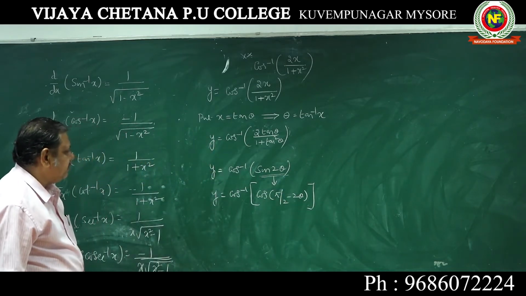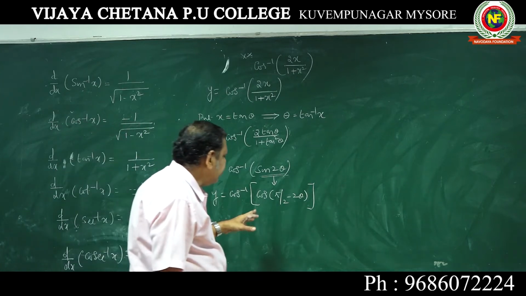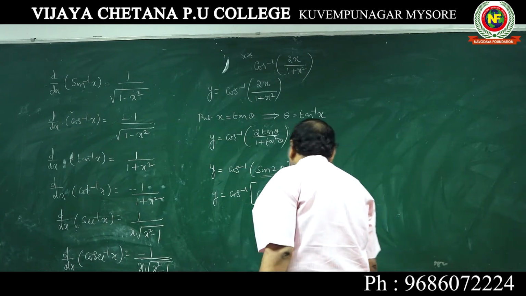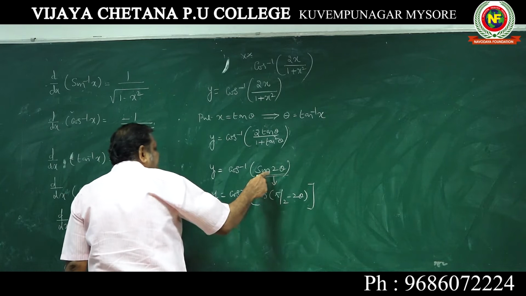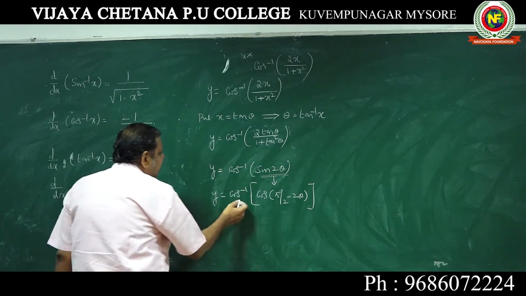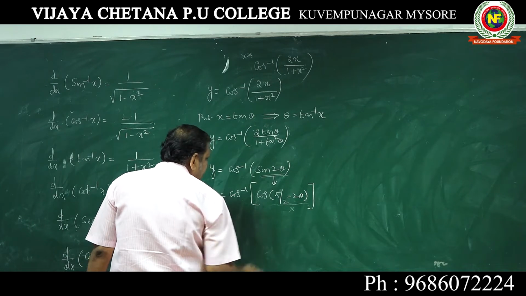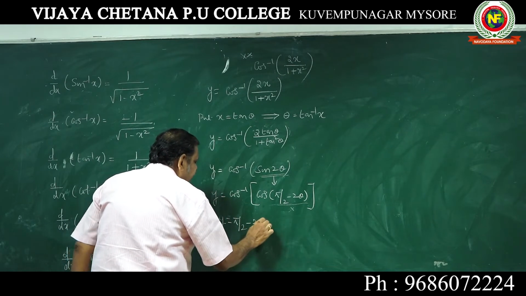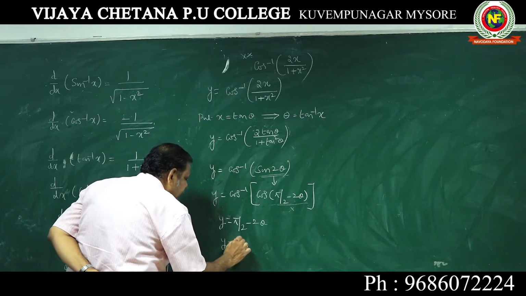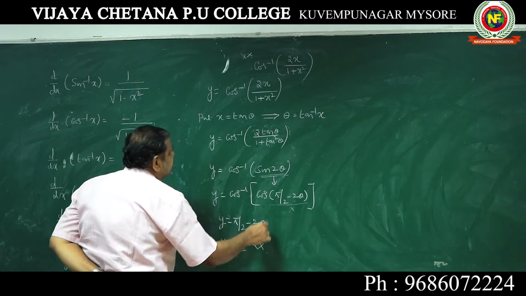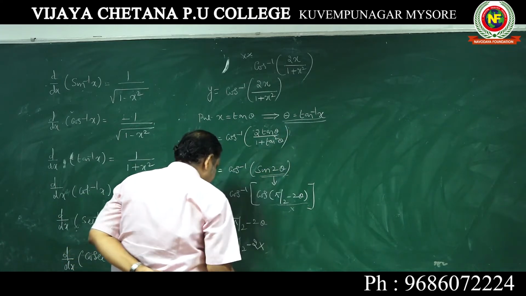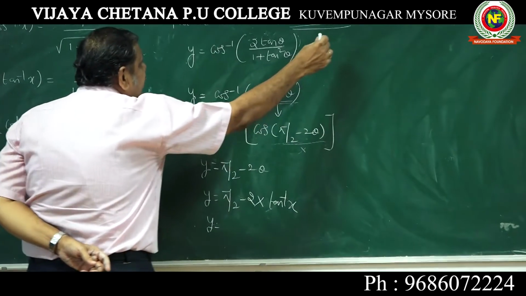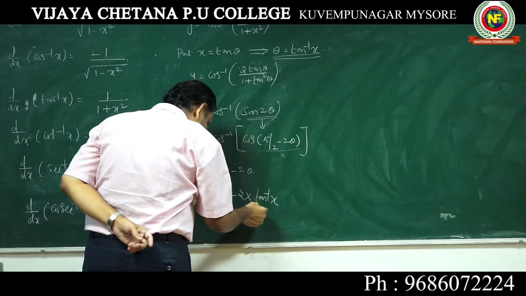Sin 2 theta you express, when you are expressing you can write cos 90 minus 2 theta. That is nothing but first quadrant, and it is sin 2 theta. So whenever you write complementary angle, you can write pi by 2 minus 2 theta. Now cos inverse of cos x is x. Y is equal to pi by 2 minus 2 theta. What is theta? Theta is tan inverse x, or directly also you can put.